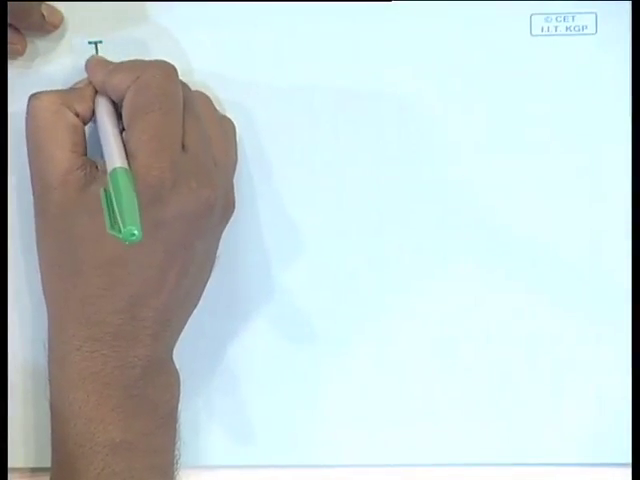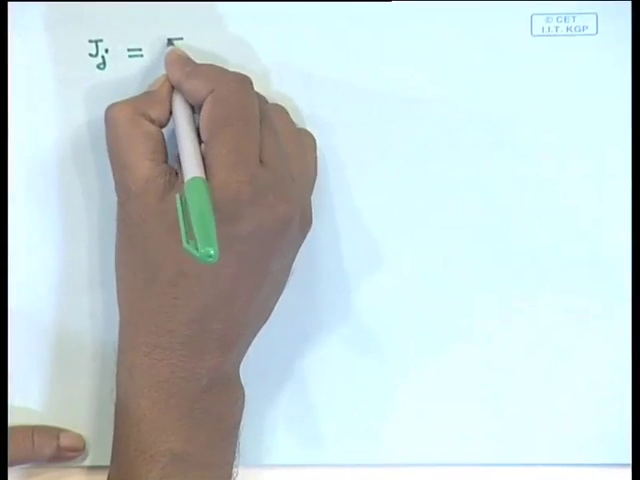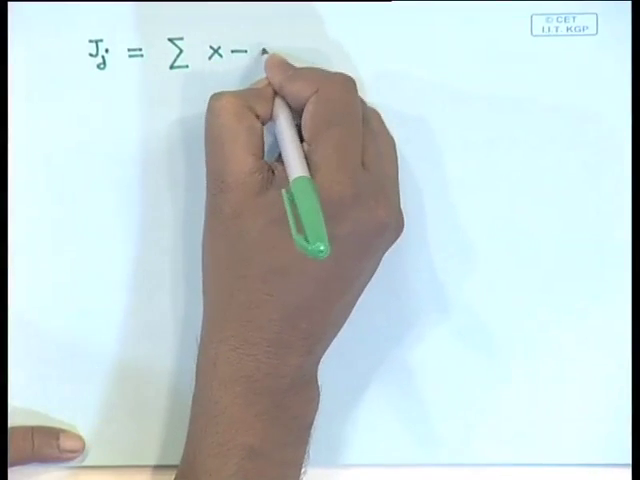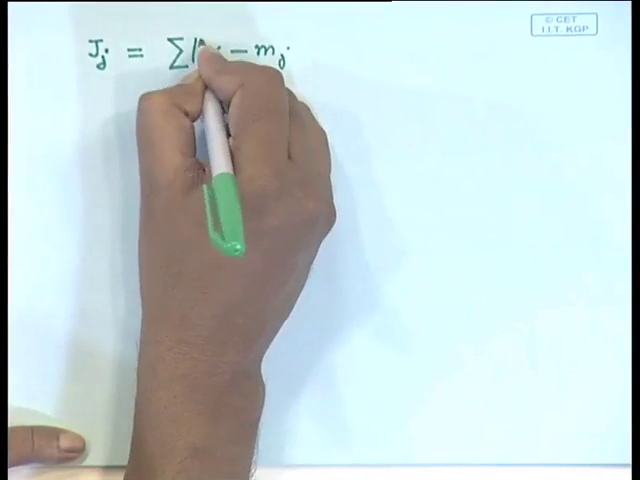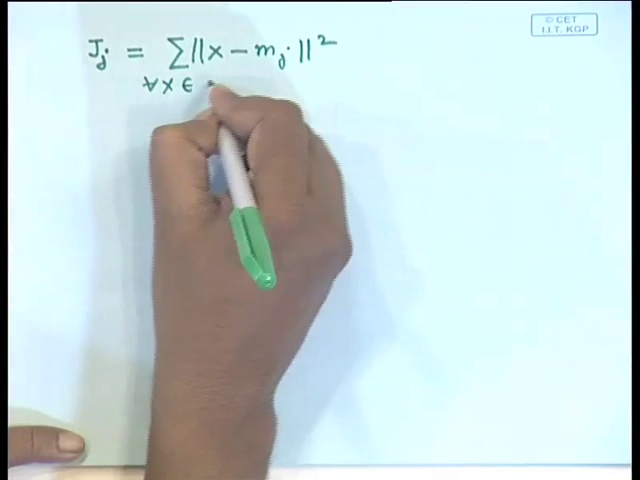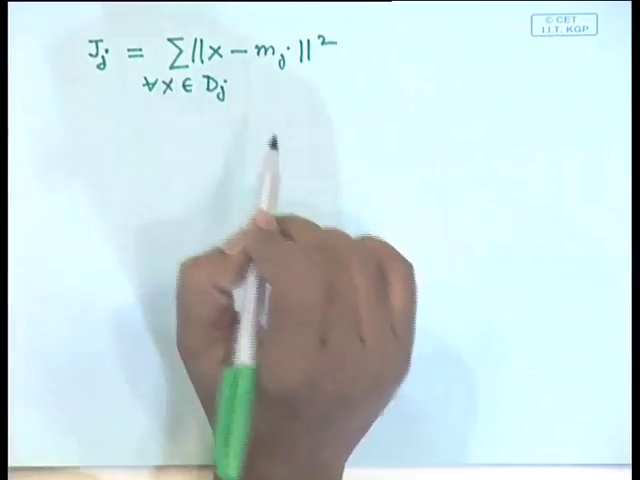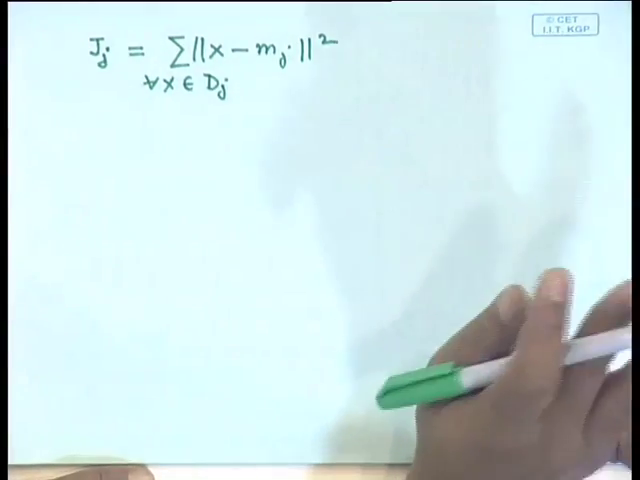the change in total error of the jth cluster. So, the change in total error of the jth cluster will be something like this. Before pushing this x hat, the error in the jth cluster was x j, which is nothing but the sum of x minus m j squared for all x belonging to cluster d j. Okay. So, this was the total error in the jth cluster before putting in this x hat.